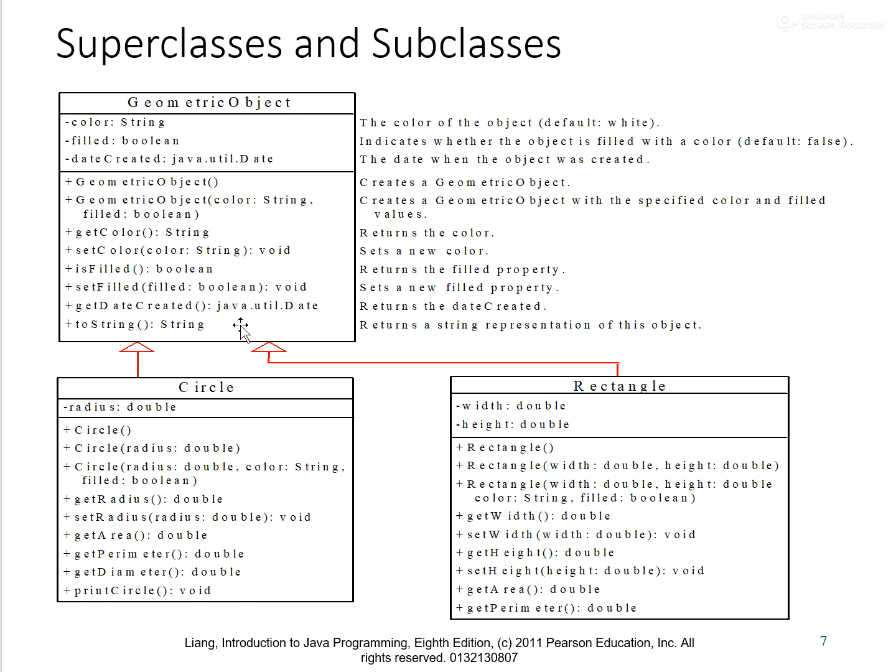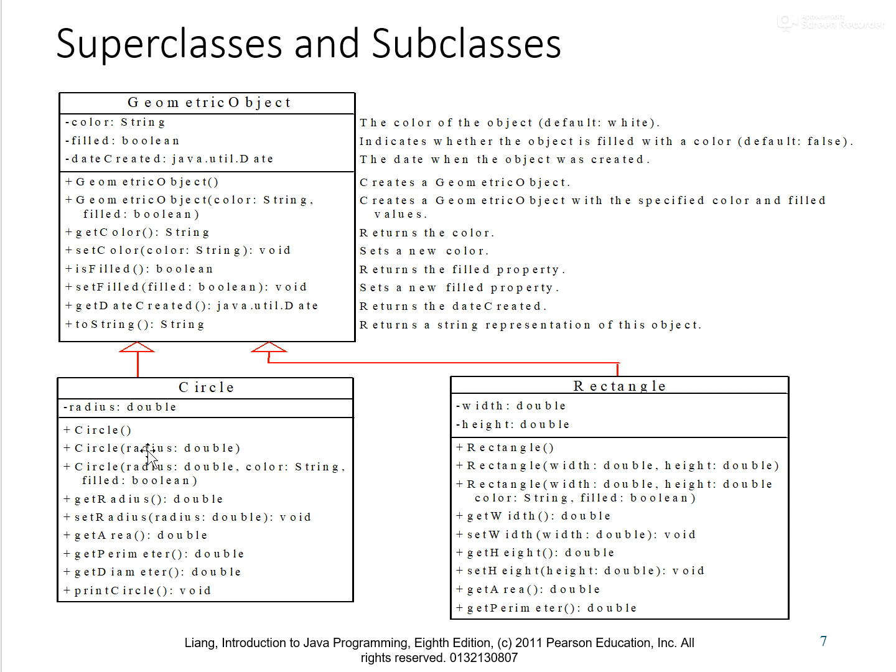Get date created is an accessor method to get the date from up here. And as you can see, it returns a date object. And we also have a toString method, which returns a nicely formatted string that prints out all of this information. So you can see this is pretty standard.